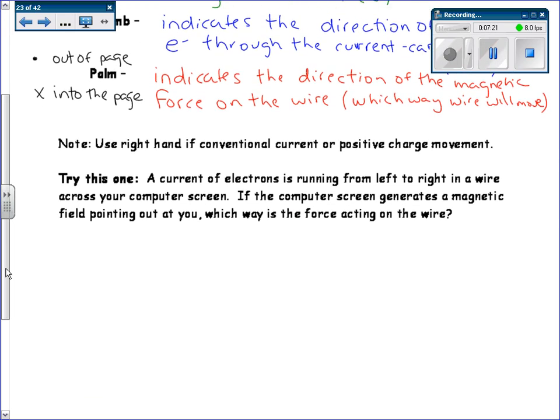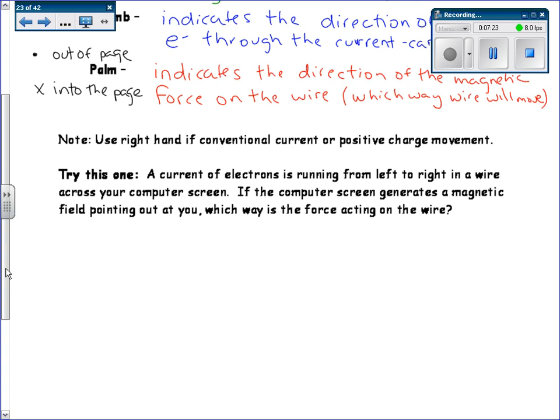So take a second. It's going to seem very quick on here because I'm not going to pause the video. But try this example here. A current of electrons is running from left to right in a wire across your computer screen. If the computer screen generates a magnetic field pointing out at you, so out of the page, which way is the force acting on the wire? So you might just want to pause this video while you try this on your own. I'm just going to write up the answer. I'll do a little bit of diagram here, but the answer is up. Okay, so it's going to move up, so basically to the top of the page is what I mean there.